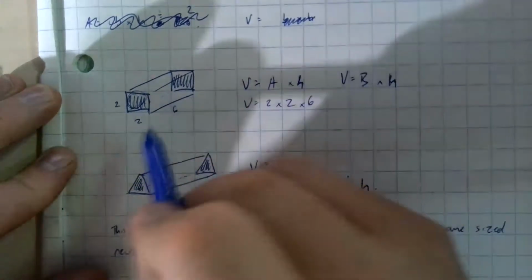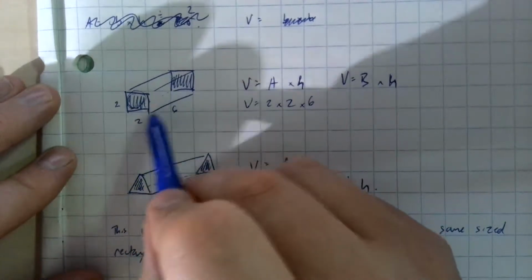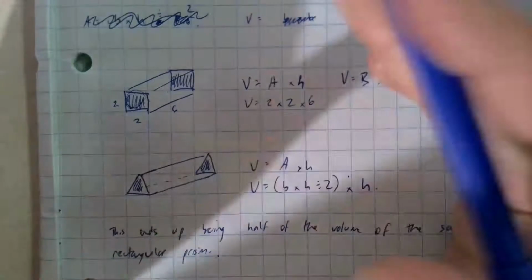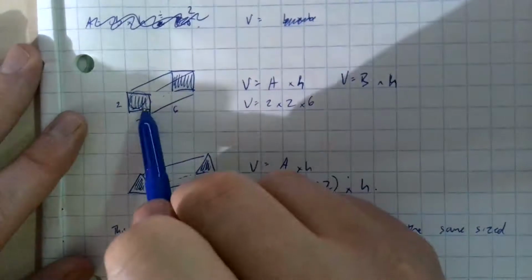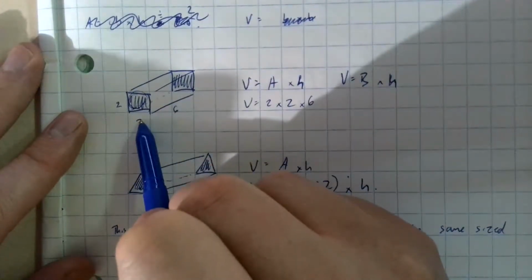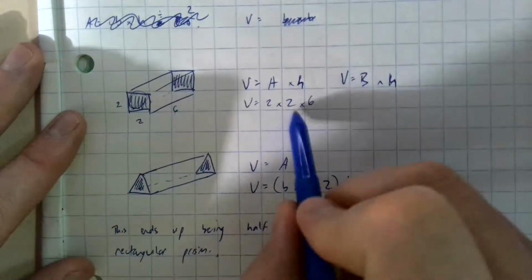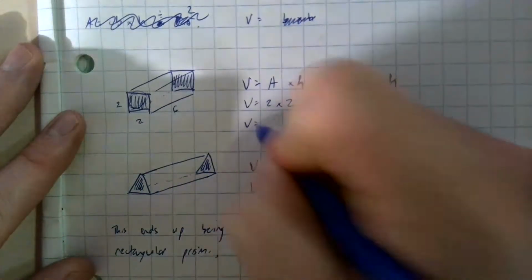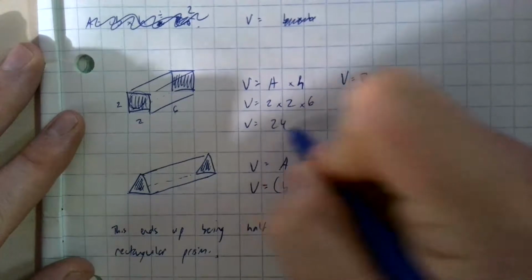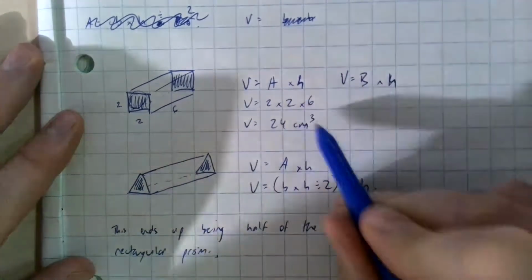I'm not going to, but you always want to figure out, okay, where's my base? What part of my prism has the two sides on it? So I could say that this is my base and this is my base. So I'm going to do 2 times 2 to find the area of the base, and I'm going to multiply it by 6. So 2 times 2 is 4, times 6 is 24, and I'm going to say centimeters cubed because that's the units that you do volume in.